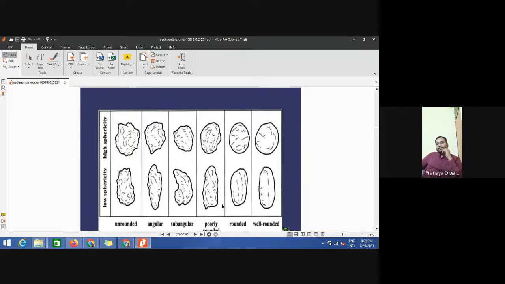The first one is well-rounded material. Then you have rounded material. Then this is poorly rounded. Angular, now you can start using the angular terms. Subangular, unrounded. So these are the different kinds of things which we have.